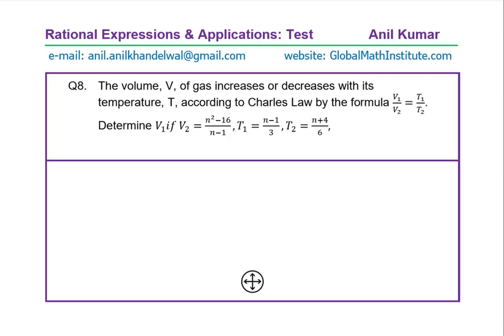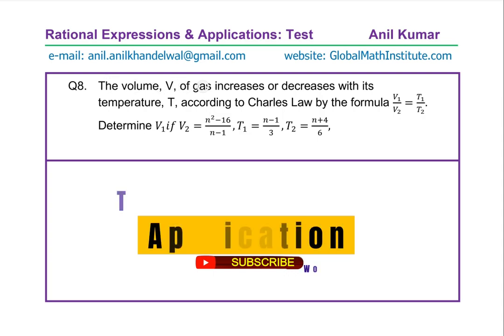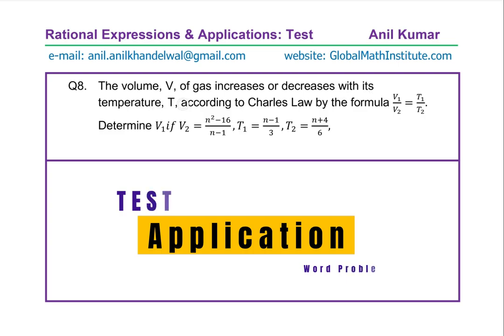Now here is question number 8. That is also a very interesting test question which I've seen many times in test papers. The volume V of gas increases or decreases with its temperature T according to Charles' law by the formula V1 over V2 equals T1 over T2. So they are directly proportional. If temperature increases, volume increases.